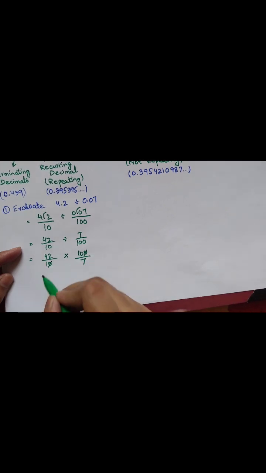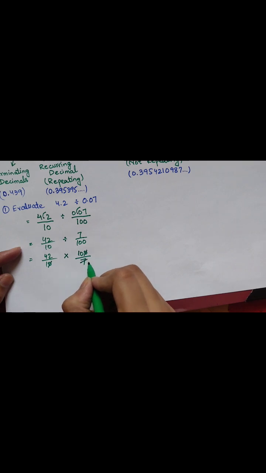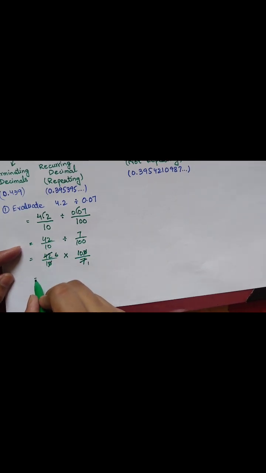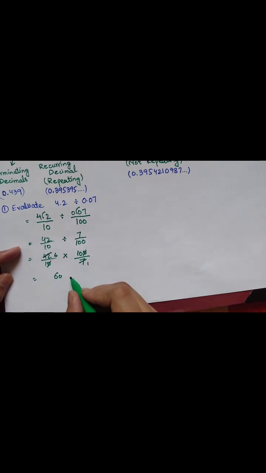This 0 can be cut down by this 0, and we know 7 and 42 are also divisible, so 7 1s are 7 and 7 6s are 42. Here is 6, multiply by 10, 6 into 10 it becomes 60, and the denominator 1, you can write it or omit it out. So this is your answer. We have evaluated this. Now moving towards another question.